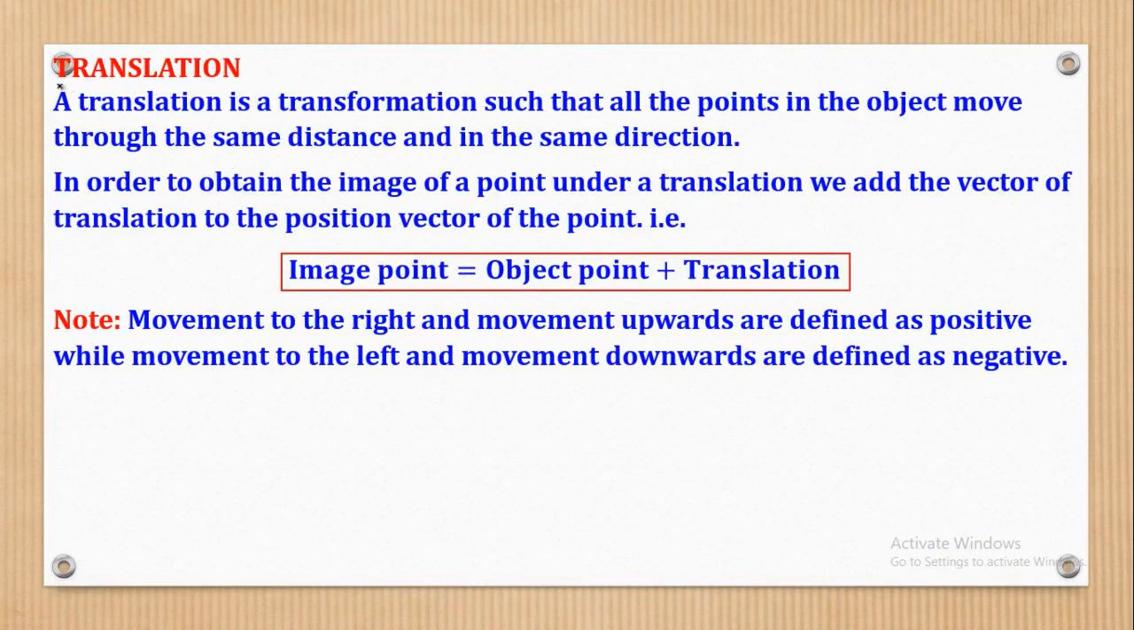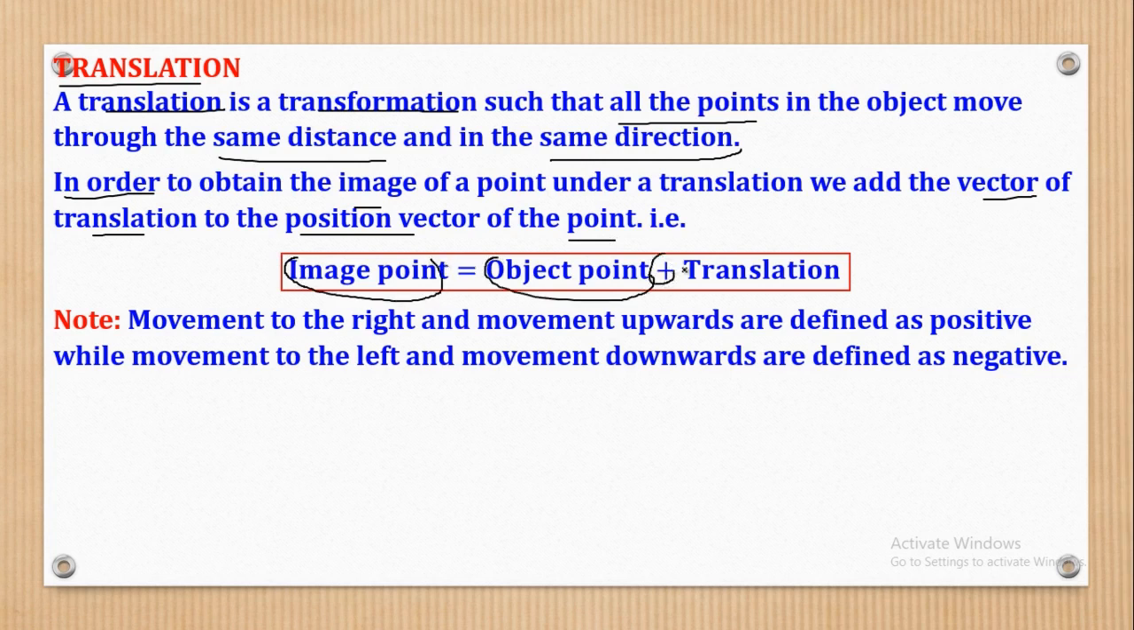Now we shall start with translation. A translation is a transformation such that all the points in the object move through the same distance and in the same direction. In order to obtain the image of a point under a translation, we add the vector of the translation to the position vector of the point. In other words, the image point is given by the object point plus the translation. You'll see how this formula is used in the example.